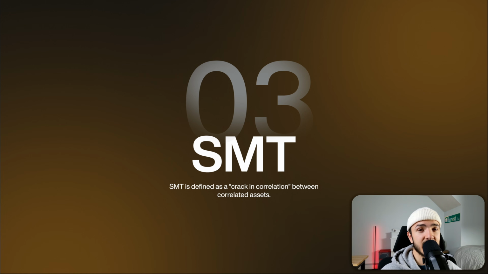The third and final concept that you need to master is SMT. SMT is defined as a cracking correlation between correlated assets. SMT is essentially a hat tip towards smart money involvement. When you see SMT being created at key levels like IRL and ERL, you know that there's institutional sponsorship within price. SMT is an absolute cheat code when paired with the aforementioned concepts. So when you have a proper understanding around draw, narrative, MMXM, etc., that is when SMT is at its best.